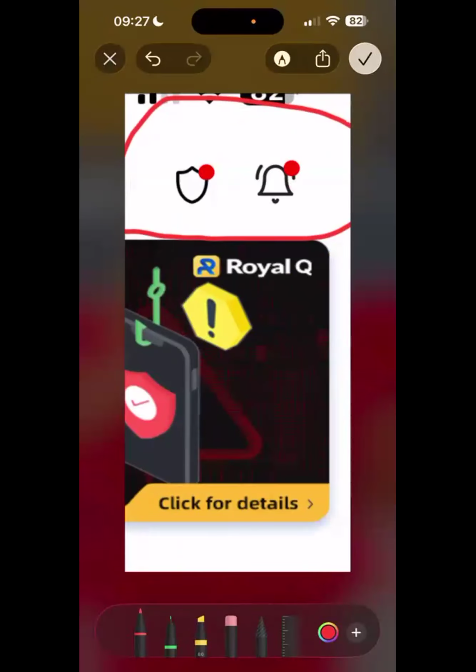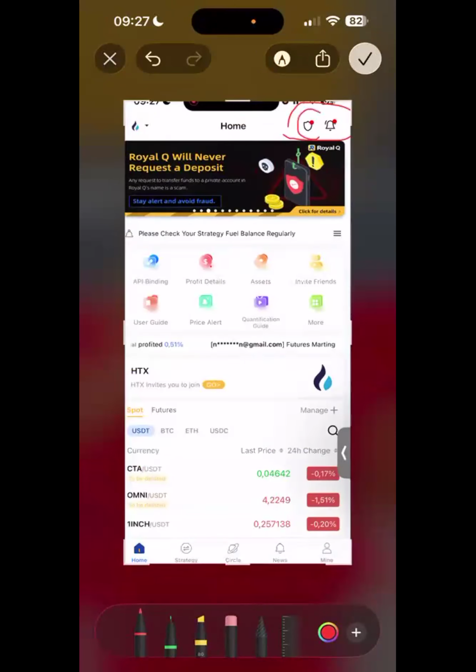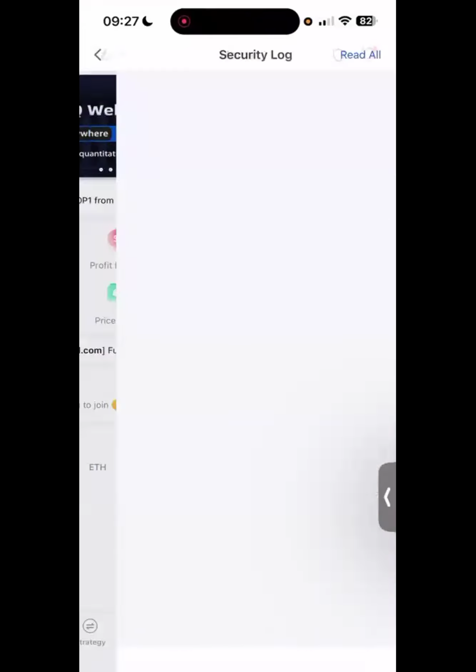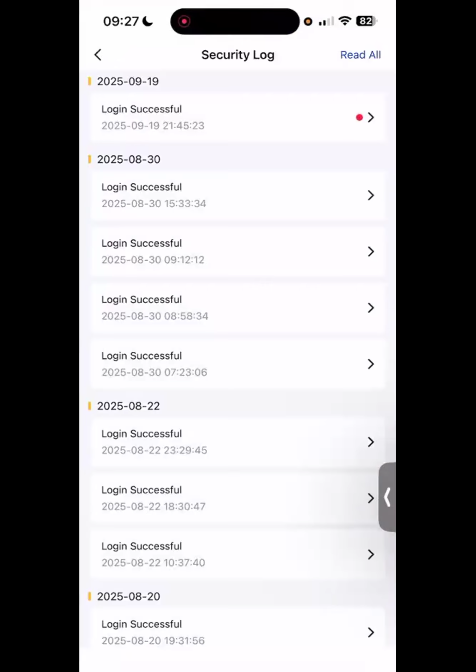All right. Now let us move to the top right corner. There are two buttons here. We have the security logo. Okay, you see this logo a lot with security firms. Then we have the notification bell. We are going to look at the security log first.